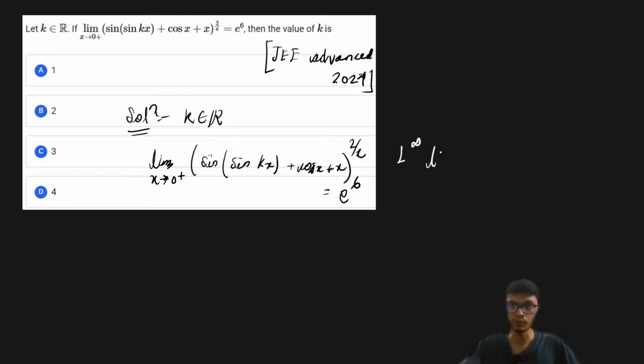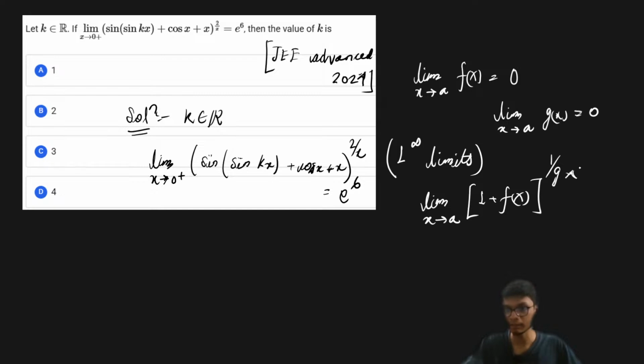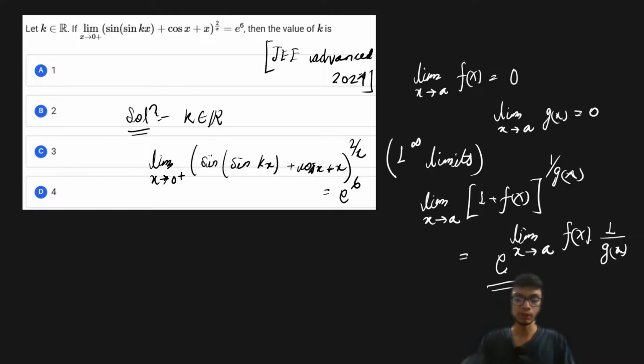Whenever you have to solve limits of the 1 to the power infinity form, let us say that as x tends towards some value a, f of x tends to 0, and g of x also tends to 0. Then the limit as x tends to a of (1 plus f of x) to the power 1 upon g of x is of the form 1 to the power infinity, and the solution is e to the power of the limit as x tends to a of f of x into 1 upon g of x. That is in the exponent. If you calculate this, you're going to get the solution.